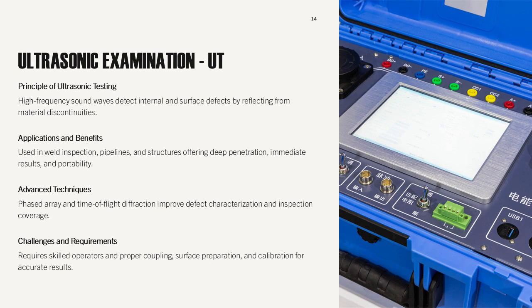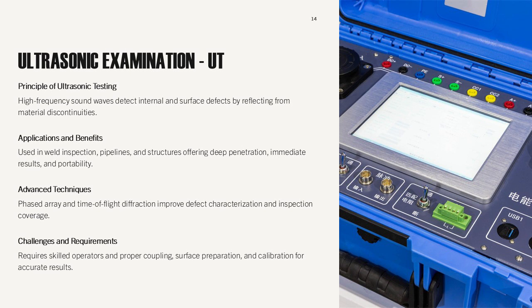Ultrasonic examination, or UT, uses high-frequency sound waves to detect internal and surface defects in materials. A transducer generates ultrasonic pulses that travel through the material and reflect from discontinuities. The reflected signals are displayed on a screen for interpretation. UT can detect cracks, lack of fusion, and thickness variations with high accuracy.